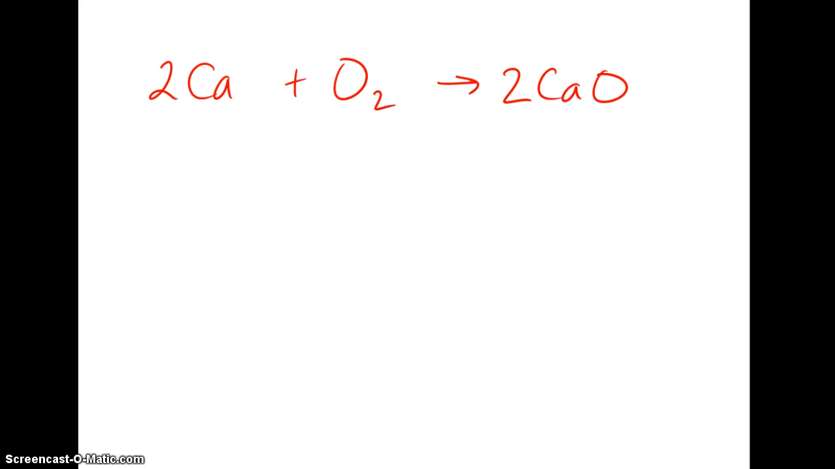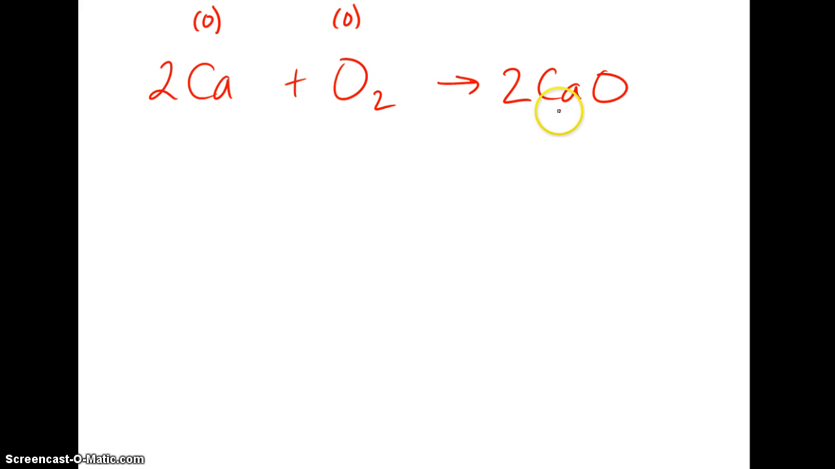First of all, if an element is by itself, or if a diatomic atom is by itself, it has a 0 charge. So here I have a chemical equation where we have calcium with oxygen combining to become calcium oxide. Because calcium is by itself, we know that this has a 0 charge, and I like to write the charges on top for myself. And this oxygen, O2, even though you have 2 of them, because it's diatomic, it also has a 0 charge.